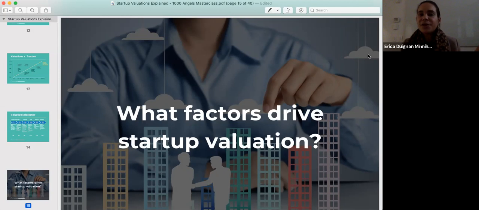But let's just briefly talk about the specific factors that drive valuation. And in fact, I might have to make December's session Startup Valuations Part 2, because the end half of this presentation involves a ton of math. So we're probably going to need its own session to go through it more closely.